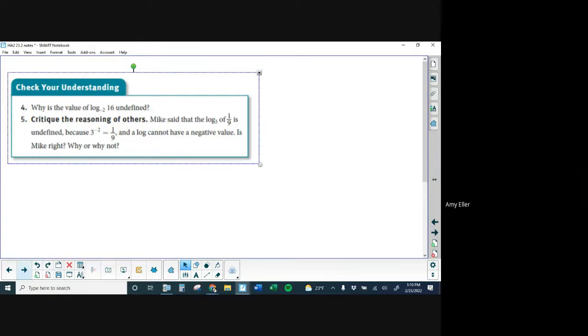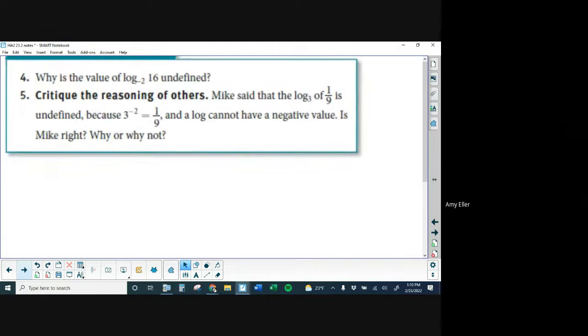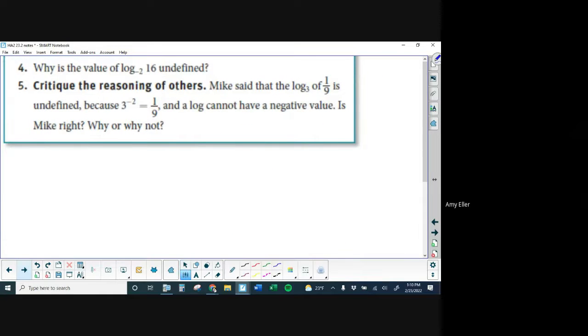Number 4, why is the value of log base -2 of 16 undefined? Short answer, I'll tell you. The base and the argument must be positive. You can write that down. The base and the argument must be positive. We're not going to get into why that is and how negatives work and all the things like that. We've talked briefly about things before with the argument being negative.